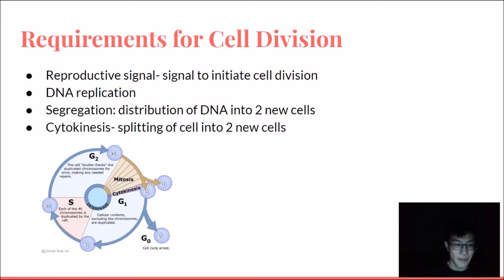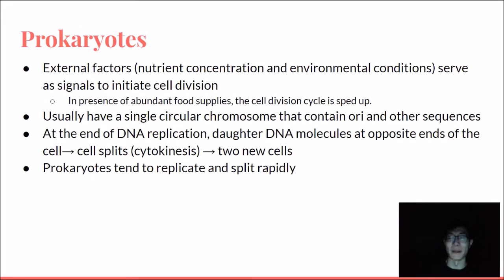Pretty straightforward, I think. Of course, it gets a little bit more complicated because we have different types of cells. Prokaryotes, which lack membrane-bound organelles and lack a nucleus, generally require external factors, for instance, a nutrient concentration or environmental conditions, to push them into the cell cycle. So in the presence of a lot of food or nutrient supplies, the cell's division cycle is often going to be sped up.